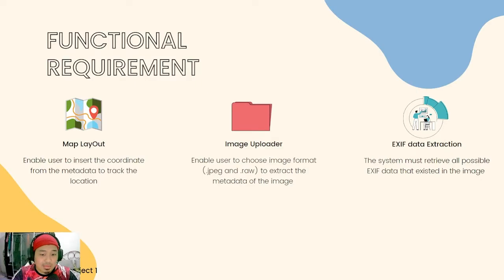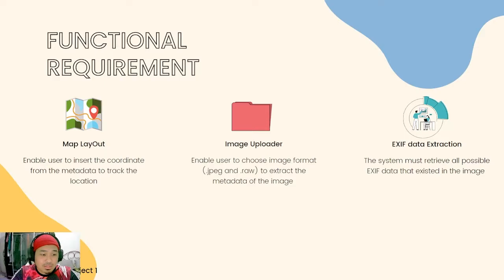And next is the image uploader. For this image uploader, the system must enable the user to choose some types of image format. For now, I plan to accept only JPEG, JPG, and also RAW, because RAW is actually the raw image file format from cameras for the most part. So I try to focus on these image file formats first. And then the third functional requirement is for the Exif data extraction.